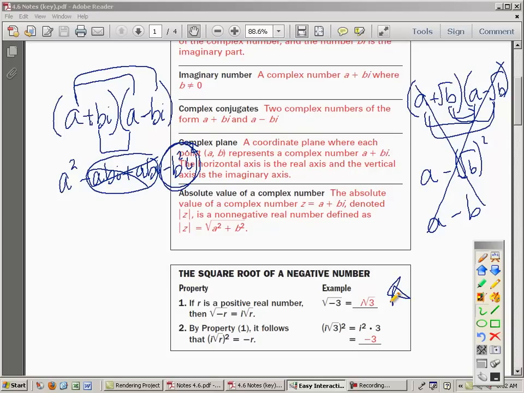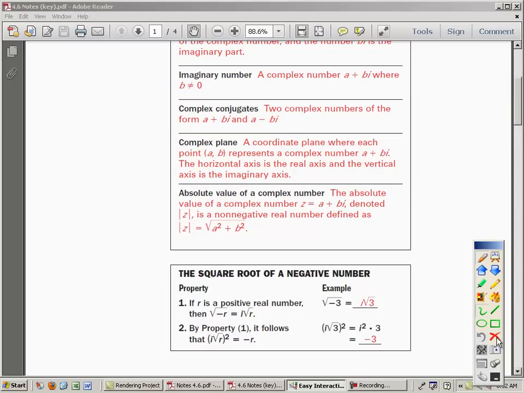The complex plane is very similar to your regular Cartesian coordinate system, but instead of having an x and y axis, we're going to have an a axis and a b axis, where a represents the real component and b represents the imaginary component. We'll give an example of that towards the end of the lesson. But basically, instead of having an x-axis and a y-axis, you have a real axis and an imaginary axis.